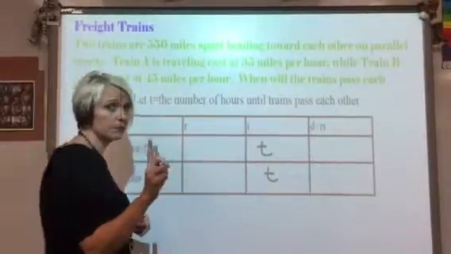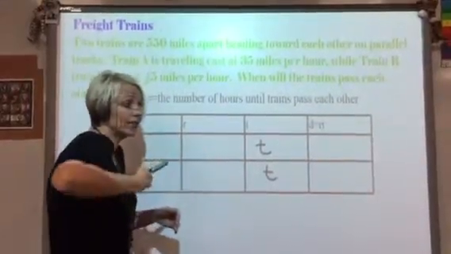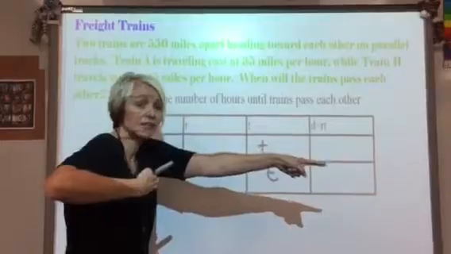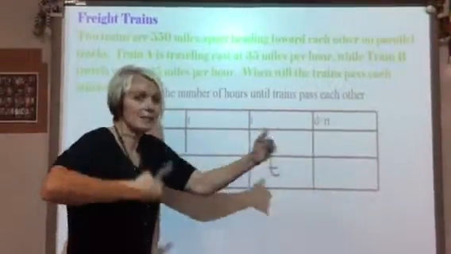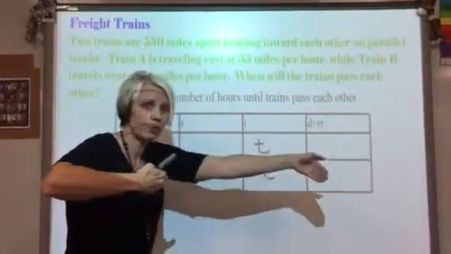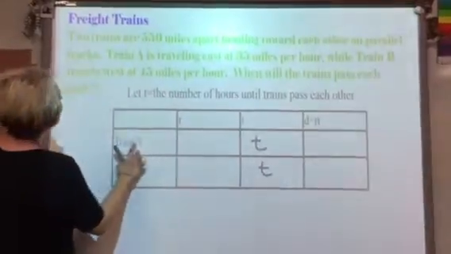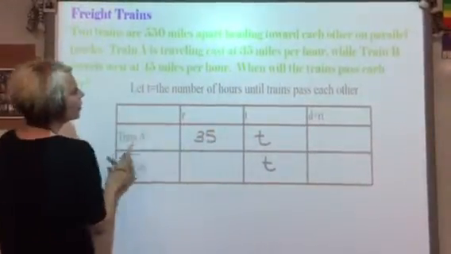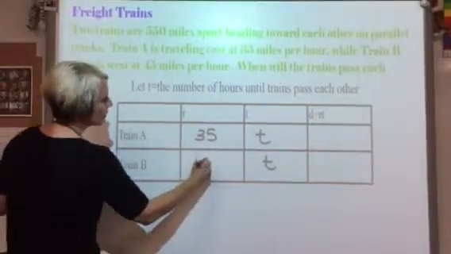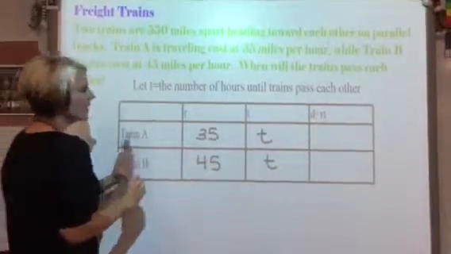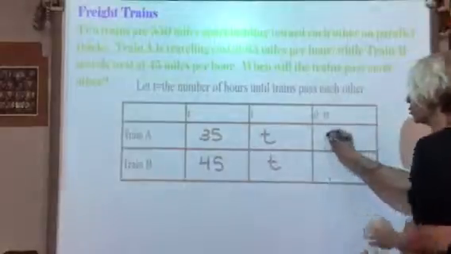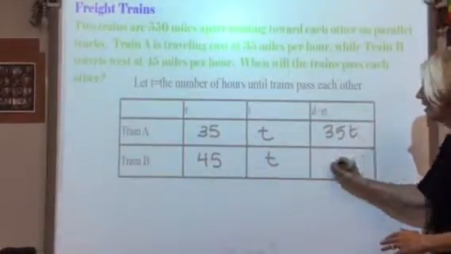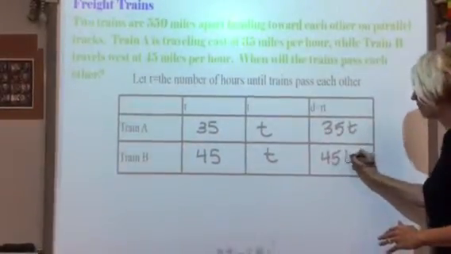Now you are going to have some problems where one person leaves at a certain time and another one leaves later. Well, then they would have a different time. One would be first, one would be later. So the train A rate is 35 miles per hour. The train B rate is 45 miles per hour. So when I do their distance multiplication, I get 35t and I get 45t.